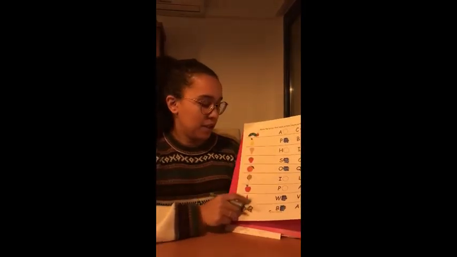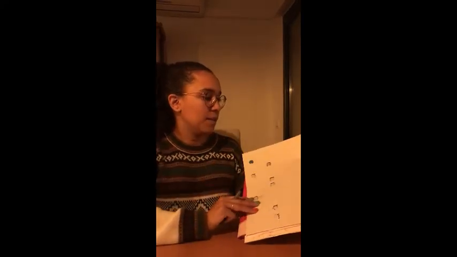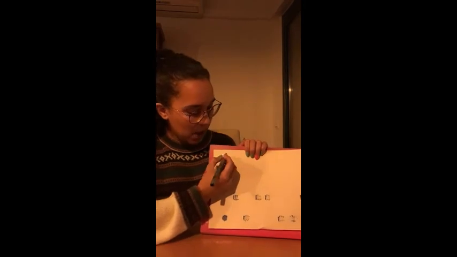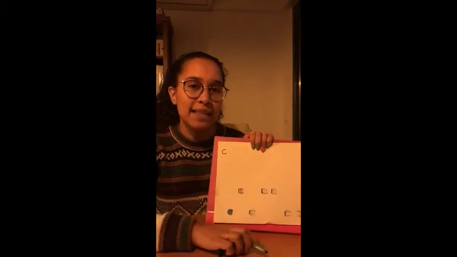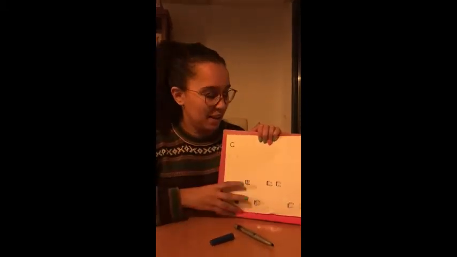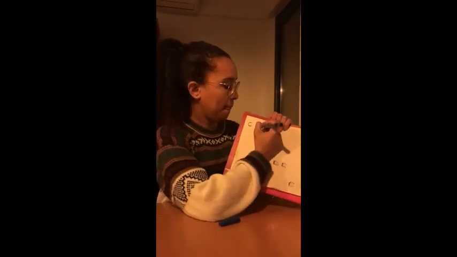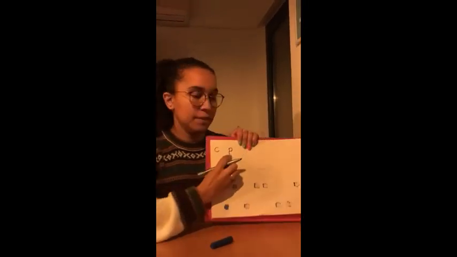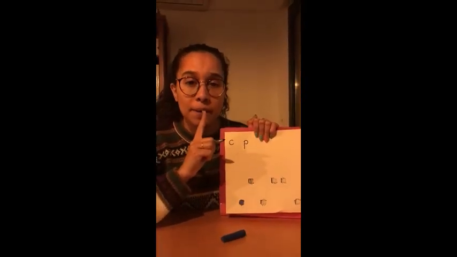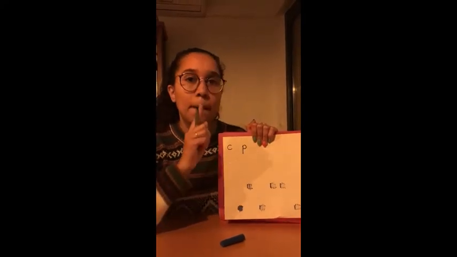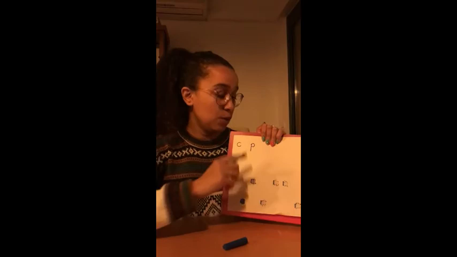Let's talk about the sounds. Some sounds that we know that are shown on these pictures. Okay, look. Sound k, k for caterpillar. Remember? K, k, k. Now, this is the sound P. Letter P makes the sound P.